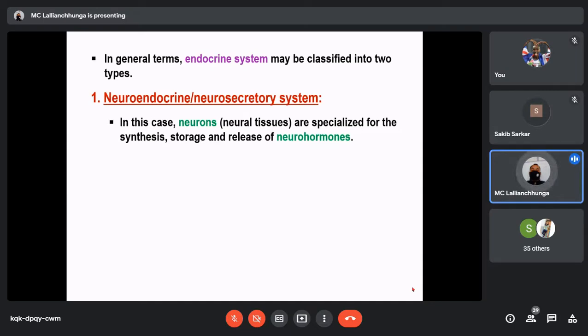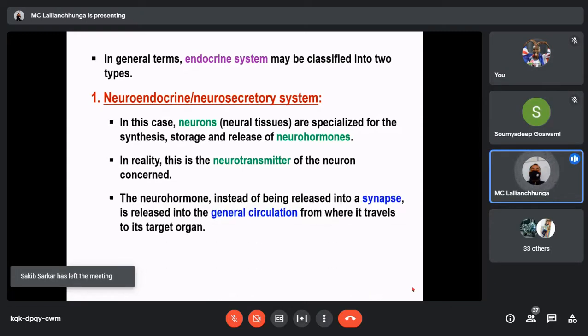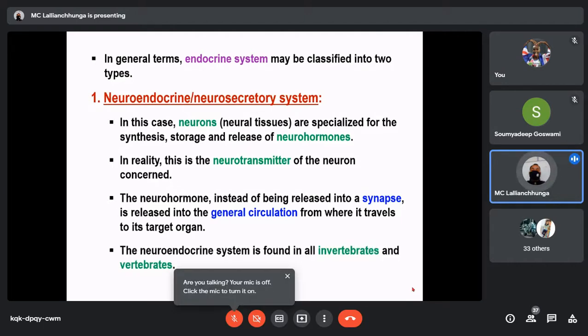In this system, instead of endocrine cells, neurons are synthesizing the hormones, and they are known as neurohormones since they are synthesized from the neuron. In reality, this is the neurotransmitter of the neuron concerned. Usually we call them neurotransmitters, but here, why do we call them hormones? Because these are not released into the synapse. Instead, they are secreted into the general circulation. You already know the definition of hormone: it is released into the blood circulation. That is why we call them neurohormones or hormones.